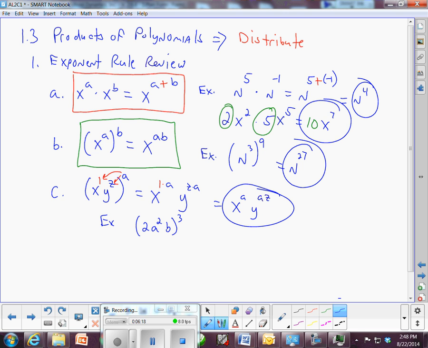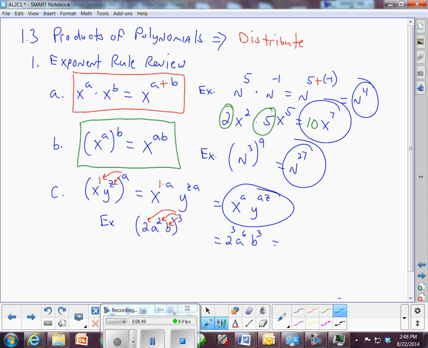Okay, so remember we have to distribute this 3 times each exponent. So we're going to end up with 2 to the 1 times 3, or 2 cubed, a to the 2 times 3, or a to the 6th, and b to the 1 times 3, or b cubed. Now, by the way, again, if I'm going too fast for you, use the pause button or rewind. But again, this is all review.